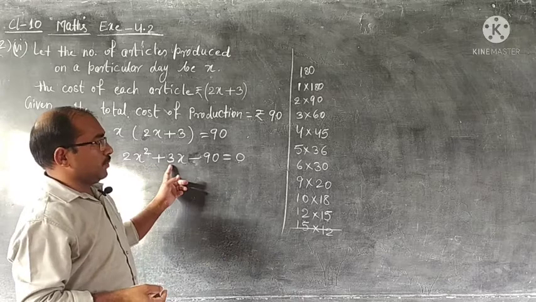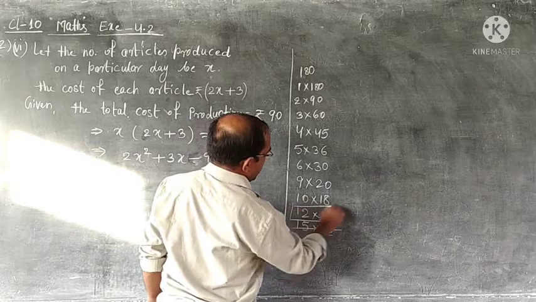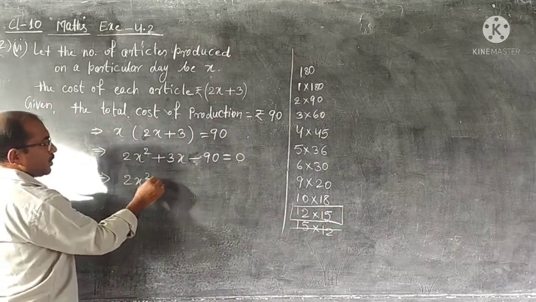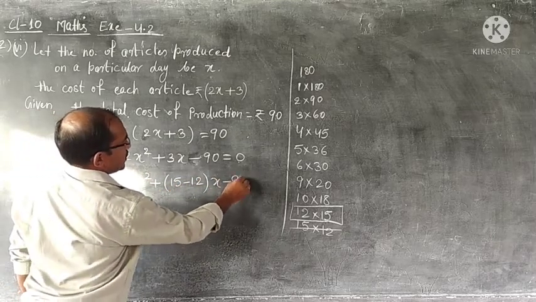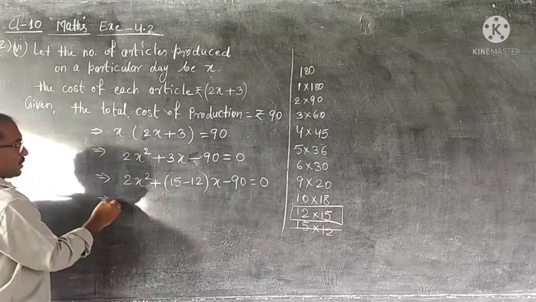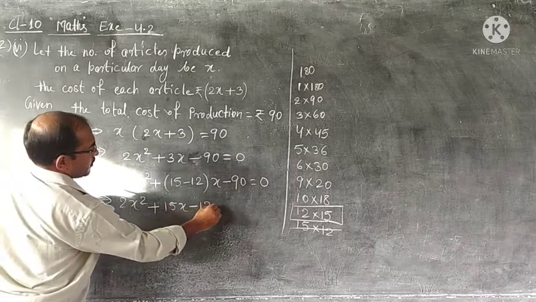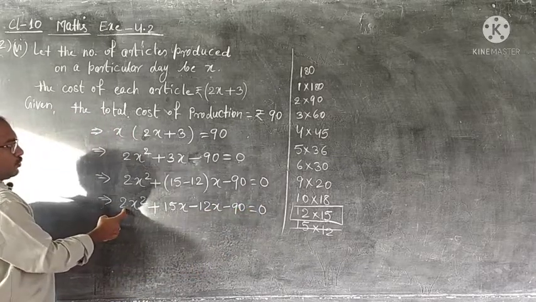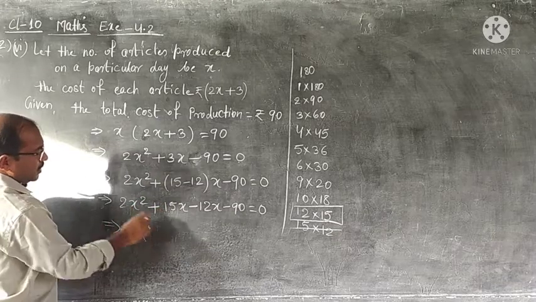We need to get 3 as the middle term. Which pair of factors will give us 3? This only, 12 and 15. How do we give it in subtraction? 2x square plus 15 minus 12 into x minus 90 is equal to 0. 2x square plus 15x minus 12x minus 90 is equal to 0.